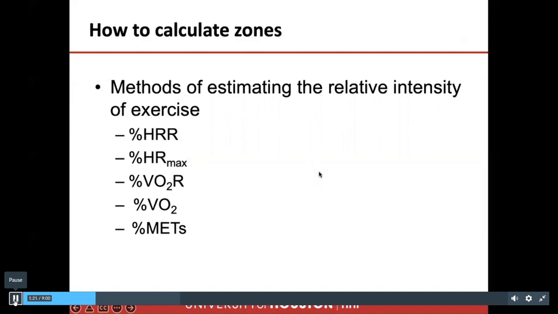How are we going to calculate training zones? There are several different methods. Heart rate reserve is the one that's recommended by ACSM. It's the one we will use in this course. We can also use a percent of heart rate max, VO2 reserve, which is the same as heart rate reserve, or it should be the same intensity, percent VO2 and percent METs. Clinicians love METs for exercise training.